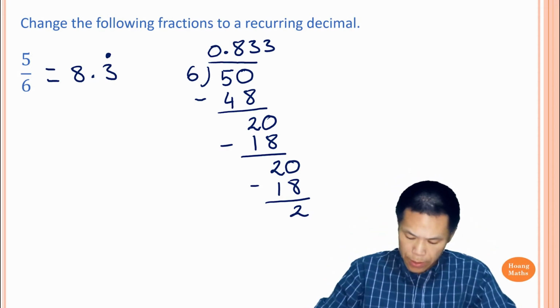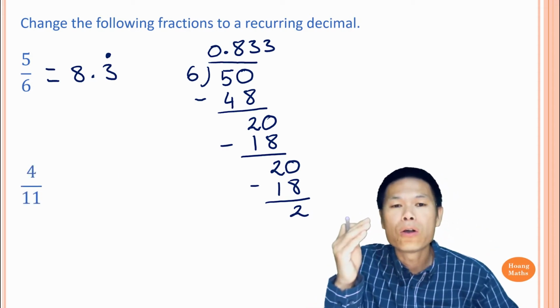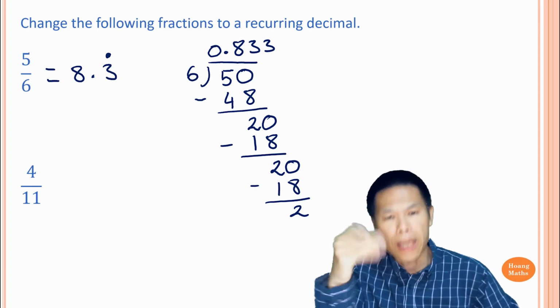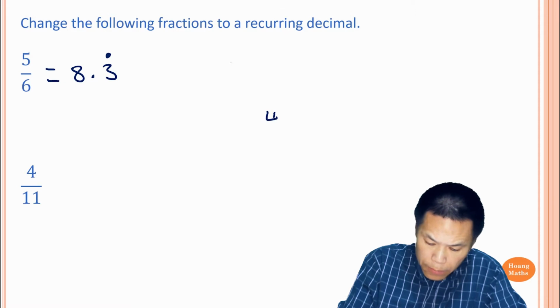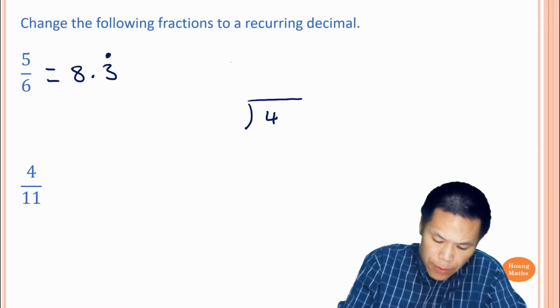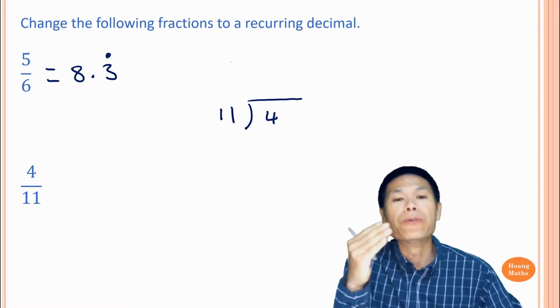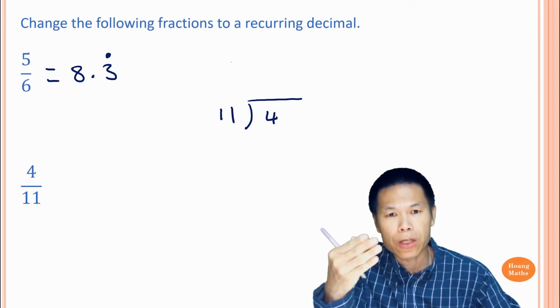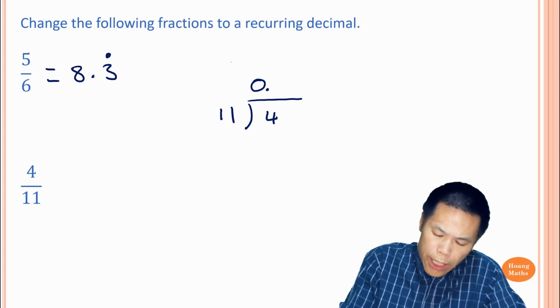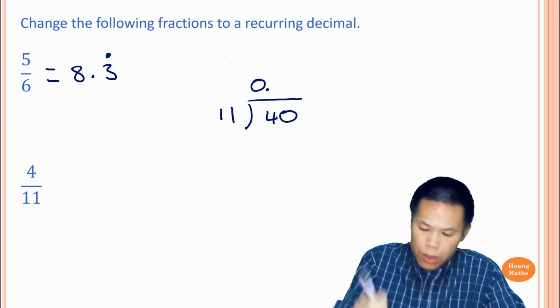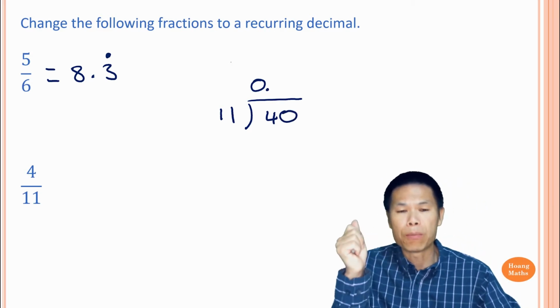Second one, 4/11. Again, we just use long division. So we go 4 divided by 11. 11 cannot go into 4, so we just write 0 and a dot here, and then we add a 0 at the end of the number 4.